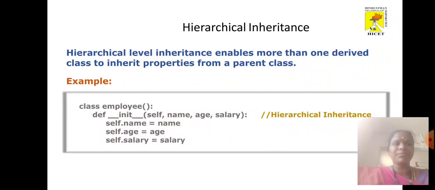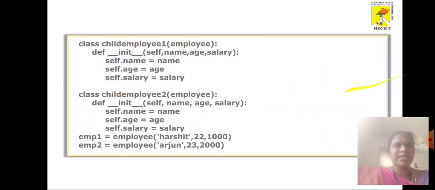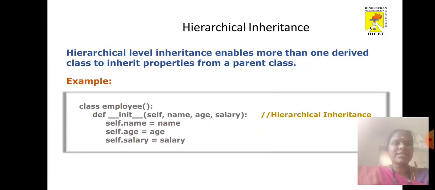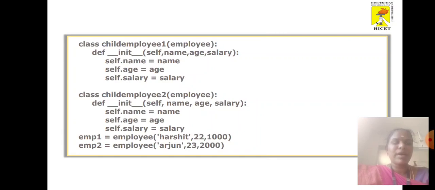First, I created the class, class is a keyword, employee is a class name. Inside that, I am defining my attributes like name, age and salary. After that, I am creating child employee1 and child employee2. So the main parent class is employee. The parent class employee is divided into child employee1 and child employee2. Inside child employee1, I pass the super class employee. Second, in child employee2, I pass the super class employee.